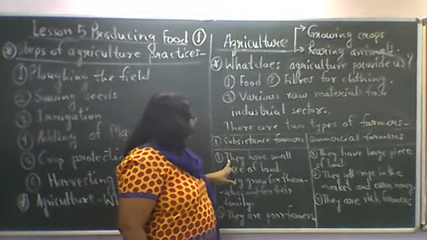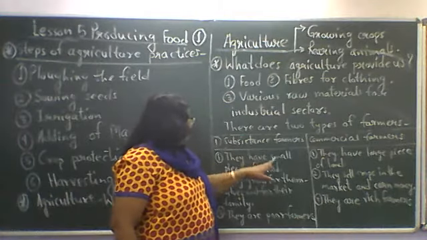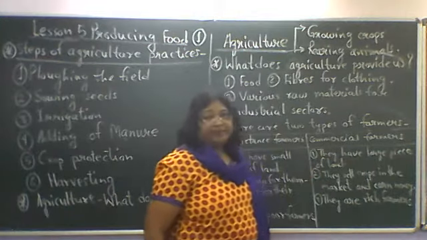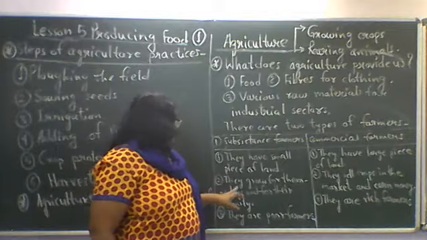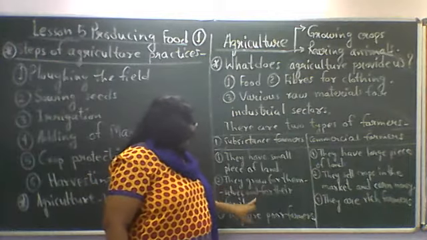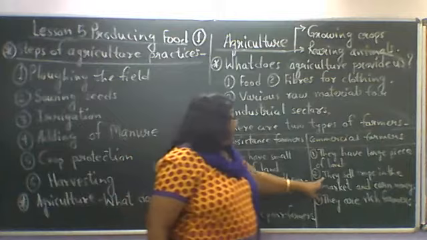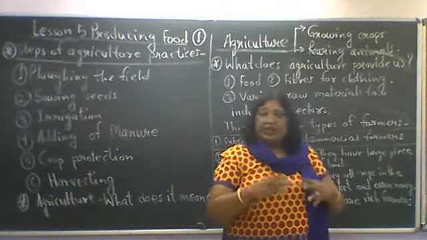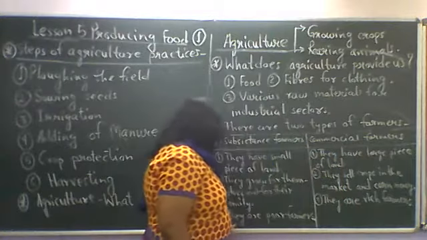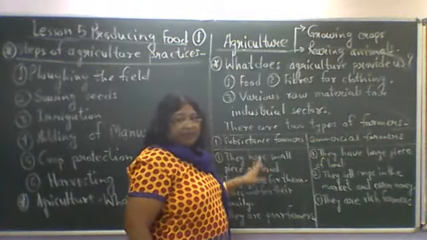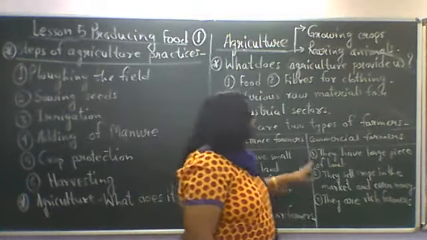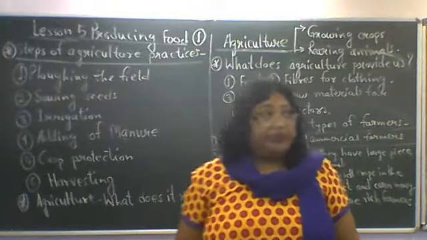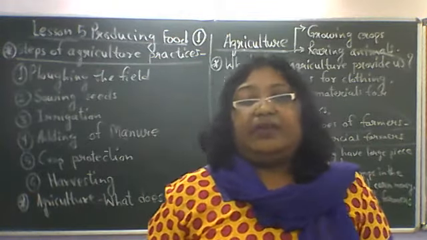Subsistence farmer, number one, they have a small piece of land. Commercial farmer, they have a large piece of land. Second thing, subsistence farmers grow for themselves and for their family. Commercial farmers sell crops in the market and earn money; they are growing in large quantity. Number third, subsistence farmers are poor farmers. Commercial farmers are rich farmers. So dear students, you have to learn all these things.